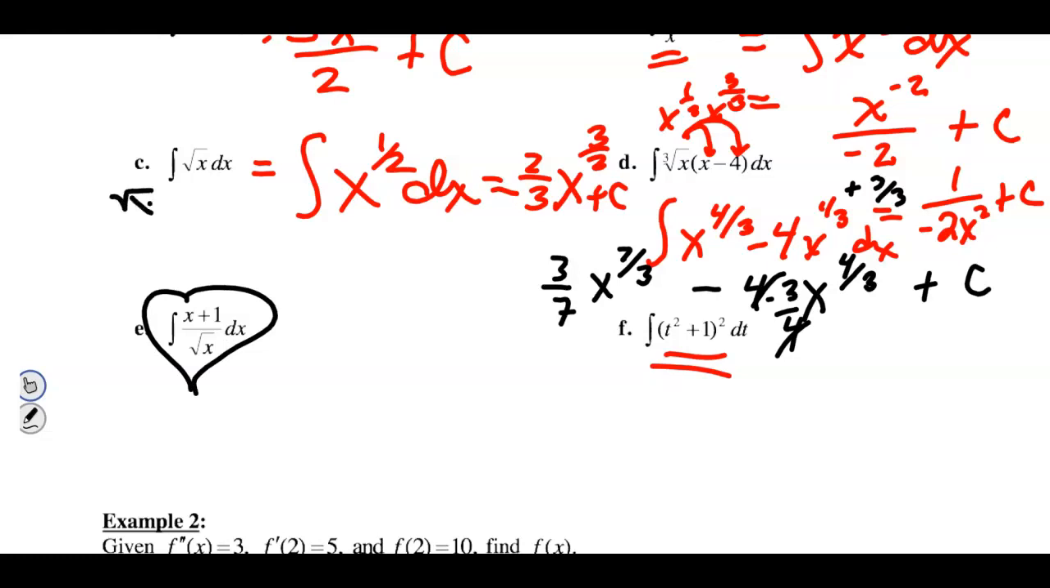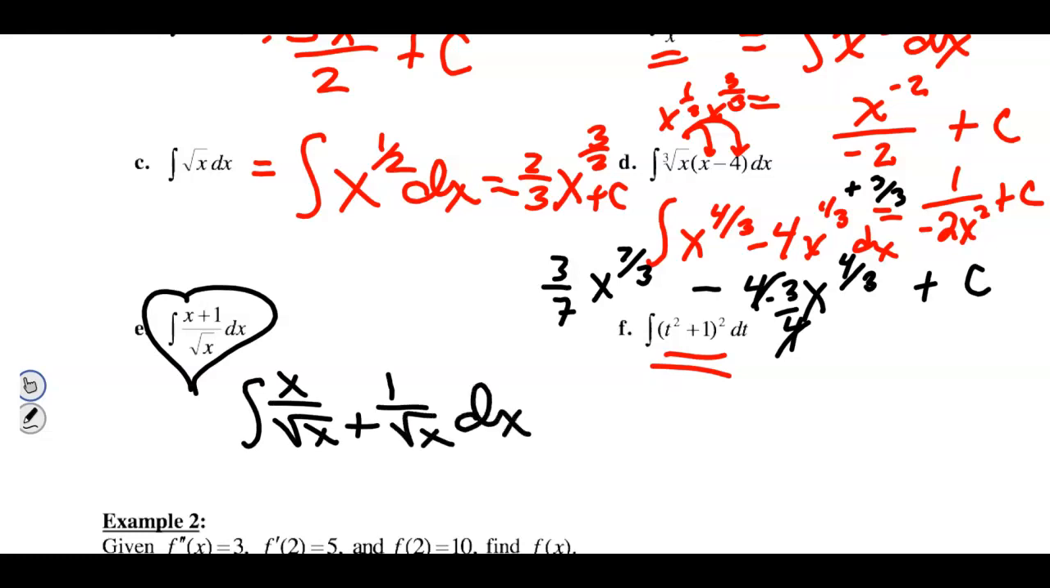You can't do it if it's like this. To be honest, I don't know that I know how to do this one. Just flipping the fraction, I don't even think it has an antiderivative. Because I'm going through my techniques, and if it does, it's beyond Calc 2, because none of those techniques are popping into my head. But this one, we're just going to break it apart. We're going to make it x over root x plus 1 over root x dx. That's my first step. What do you think step number 2 is?